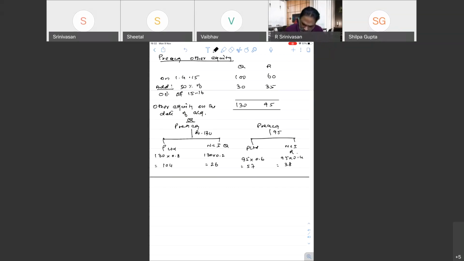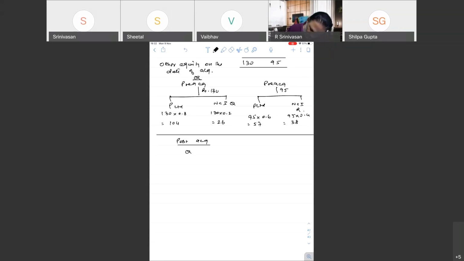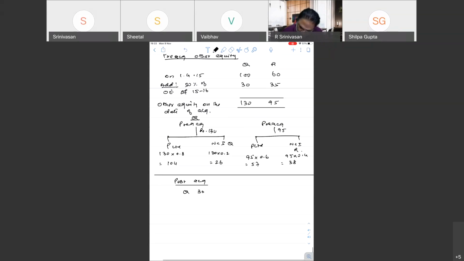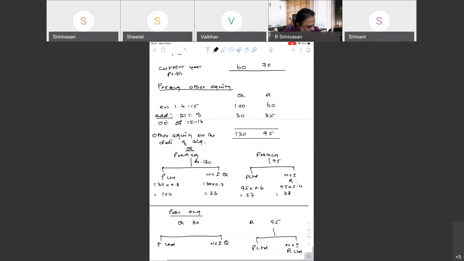How much is post-acquisition, that we have to see. Post-acquisition will be again Q Limited 30 and for R Limited it is 95. Now P Limited and NCI Q Limited, P Limited, NCI R Limited. Sir, yes, other equity of R is 85. Opening other equity of R is 50. So you take 60. Okay, everything will change. One minute.